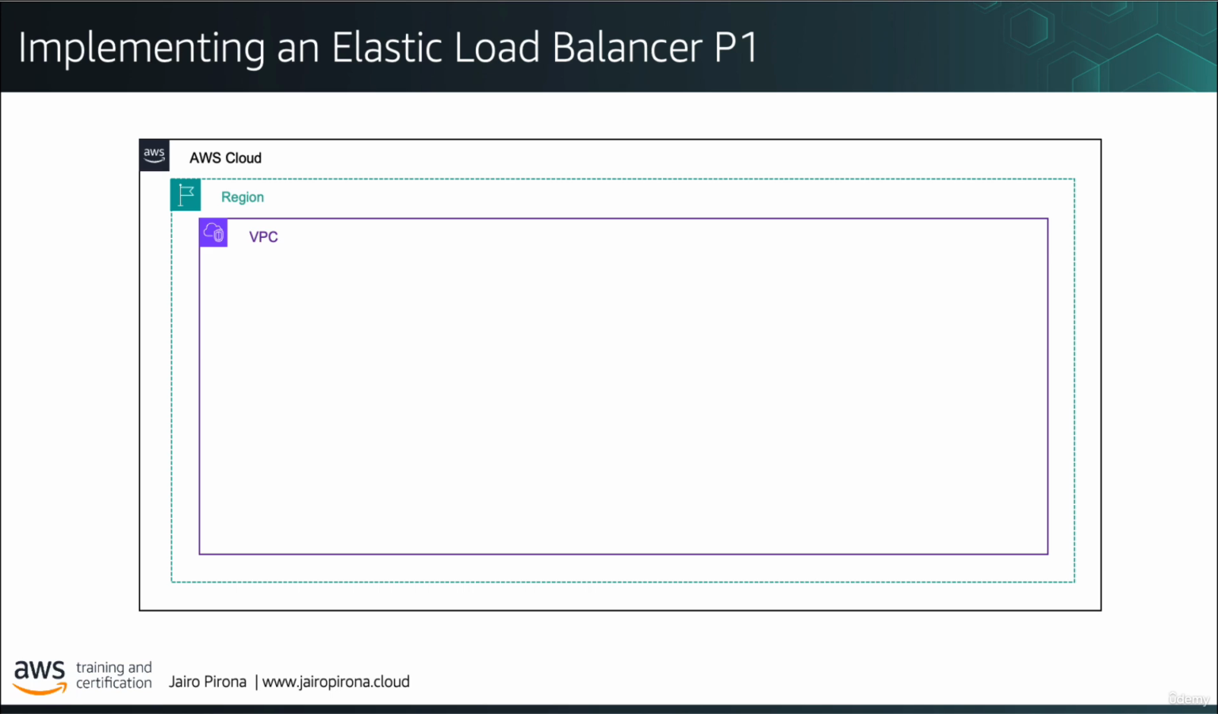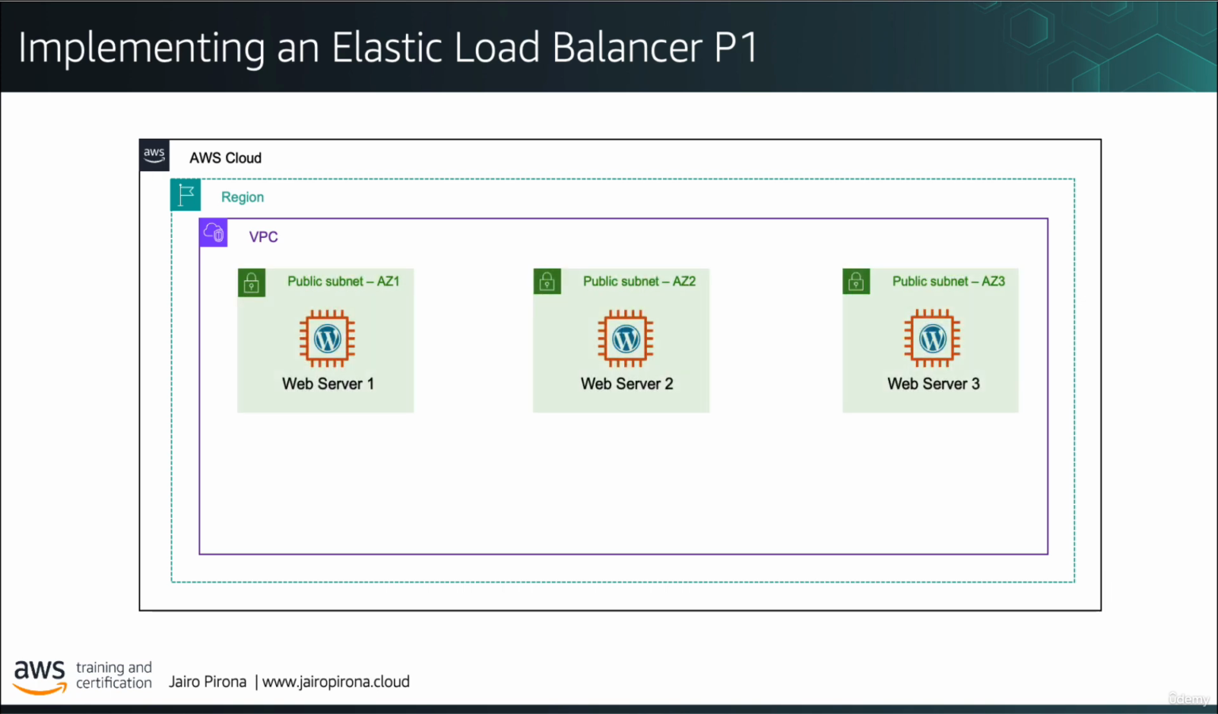So, in a VPC, we will configure 3 WordPress instances on separate subnets. Each subnet will be in a different availability zone. All instances will use the same MySQL database to store content. In this case, it will be configured in RDS.